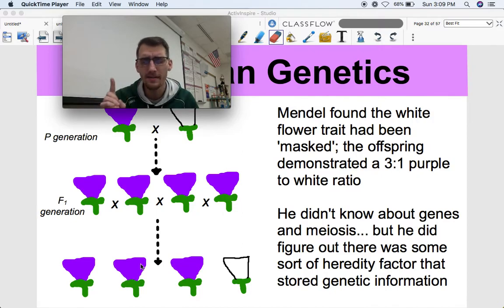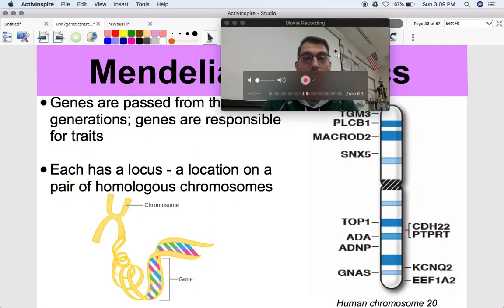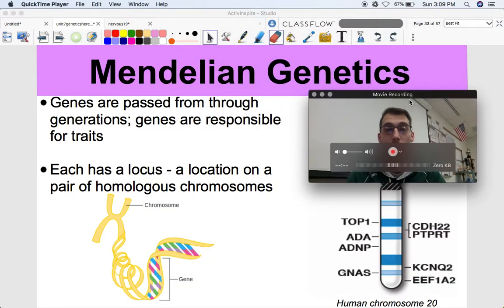But he had to figure out that there was some kind of heredity factor that stored information that allowed these plants to express their genes. There was something getting passed down from one generation to the next. And as we've talked about ad nauseum in this class, it's DNA, it's genes, right? And that's what we're really going to look at here by studying Punnett squares in a little bit.